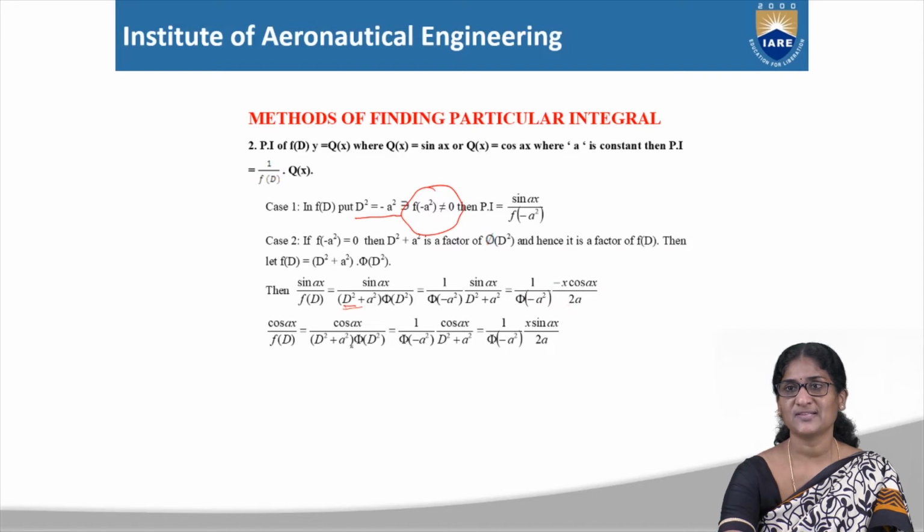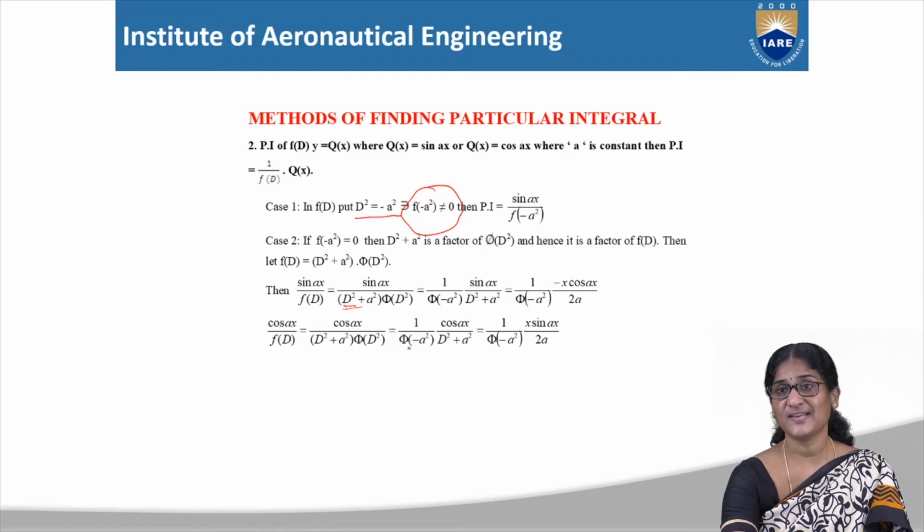You can write the same formula for cos ax also. Cos ax by f of D is equal to cos ax by D square plus a square into phi of D square, which is equal to 1 by phi of minus a square into cos ax by D square plus a square, and this can be written as x sin ax by phi of minus a square into 2a.